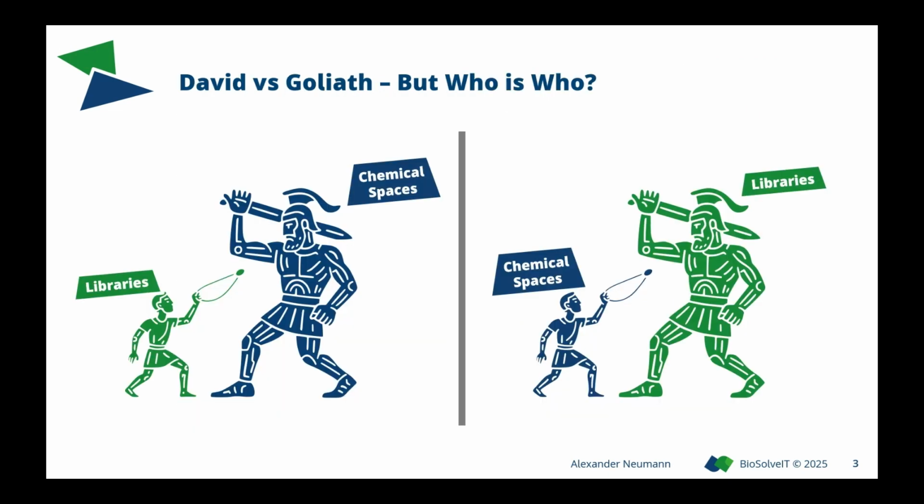And the problem is though, now we have the chemical spaces and we have the libraries. The chemical spaces are larger and the consensus is the larger the better, but we still have the libraries that have been on the market for decades, right? And the question is, well, who is the David and who is the Goliath in the whole scenario? And I think the answer is not that straightforward or simple.